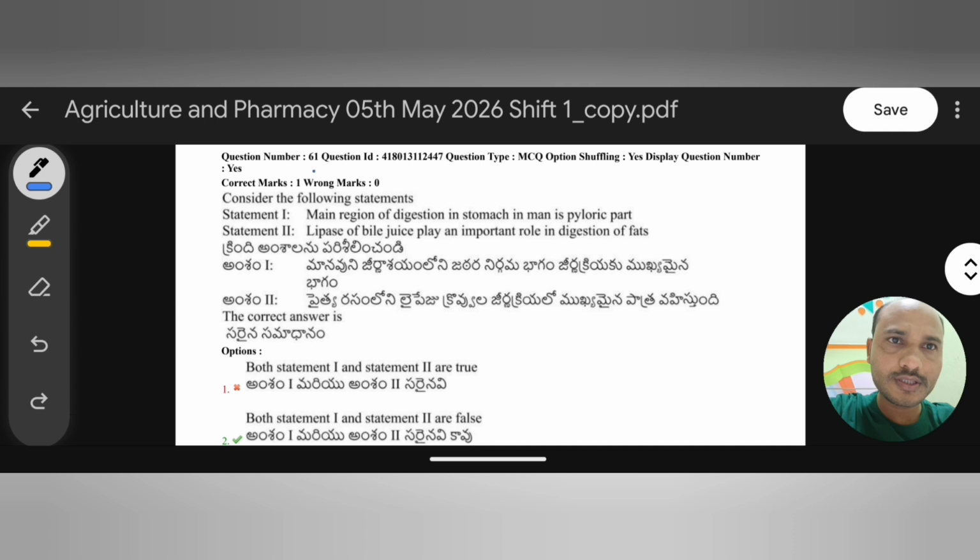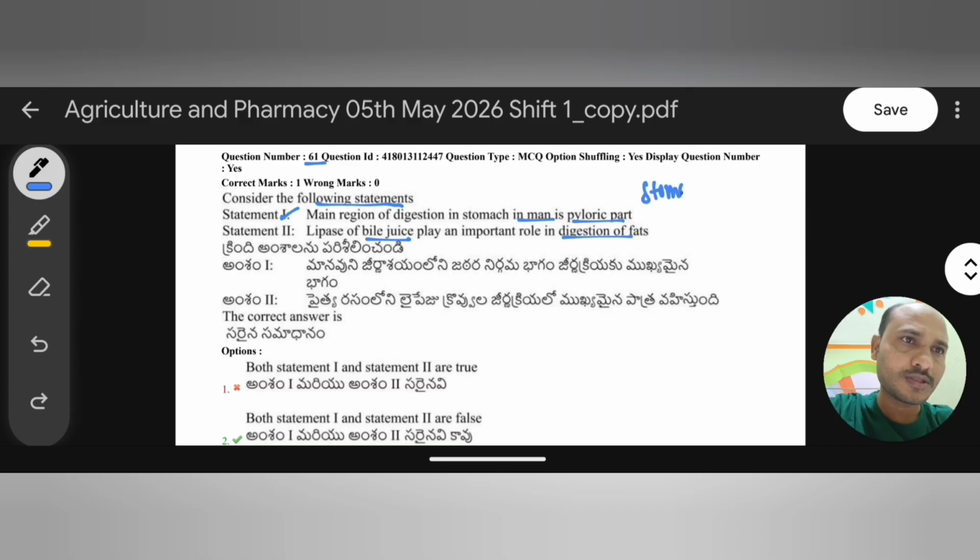Okay, next one, the 61st question. Consider the following statement type questions. The statements given: the main region of digestion in the stomach in humans is pyloric. Lipase of bile juice plays an important role in digestion of fat. So this question is from digestion in humans, in which first we need to know the stomach structure.